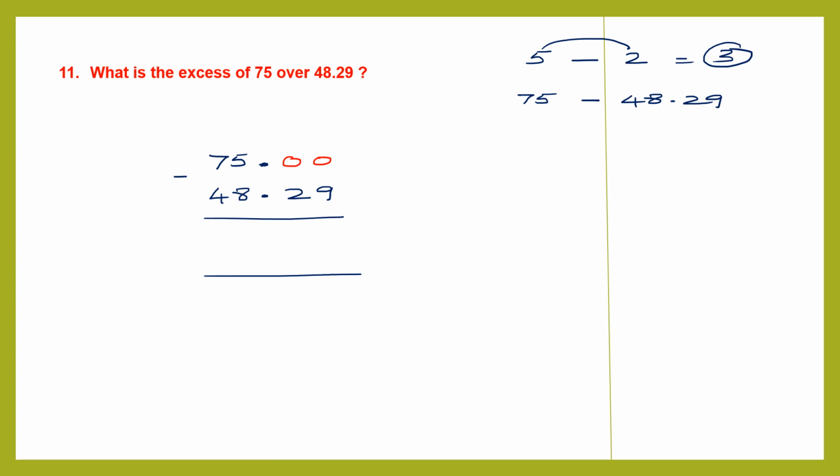Now let's subtract. 0 minus 9 you can't do. We'll borrow from 5. So that is 4. This is 10, 9 and 10. 10 minus 9 is 1. 9 minus 2 is 7. Put the point. Now here 4 minus 8 you can't do. So let's borrow from here. So 14 minus 8 is 6. And then 6 minus 4 is 2. So what do we have? 26.71. So our final answer here is 26.71.